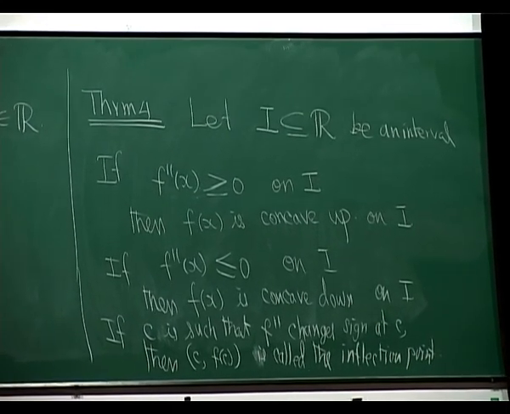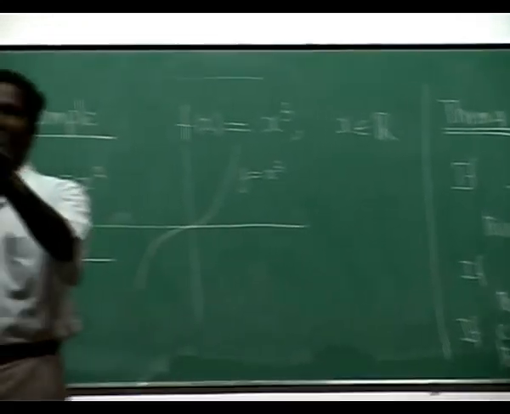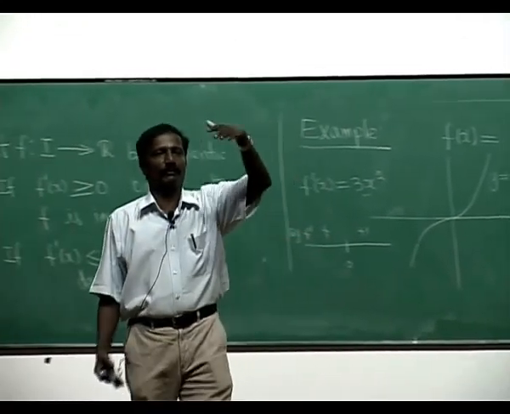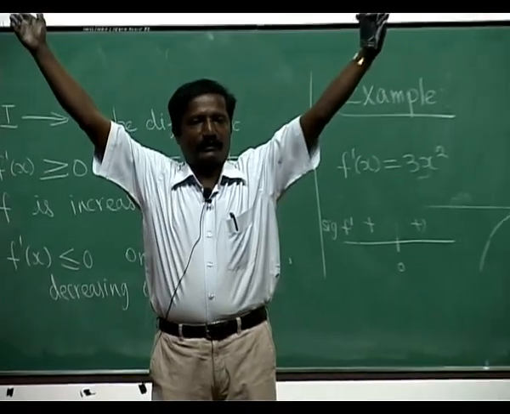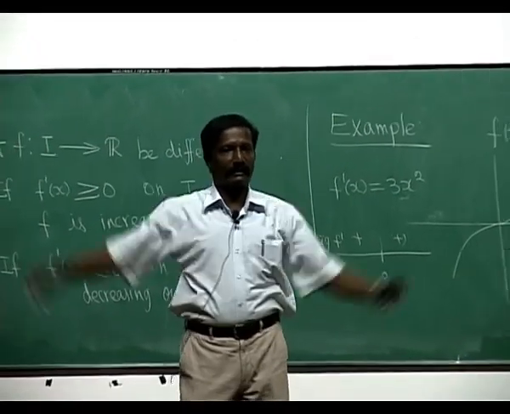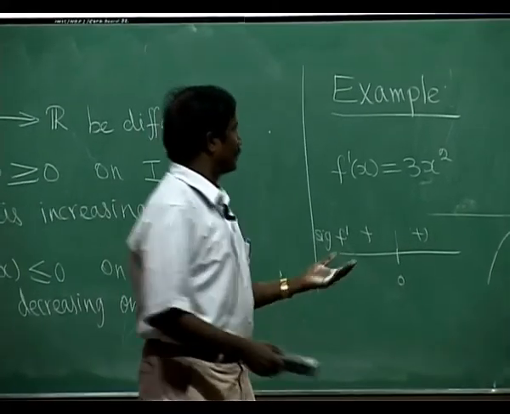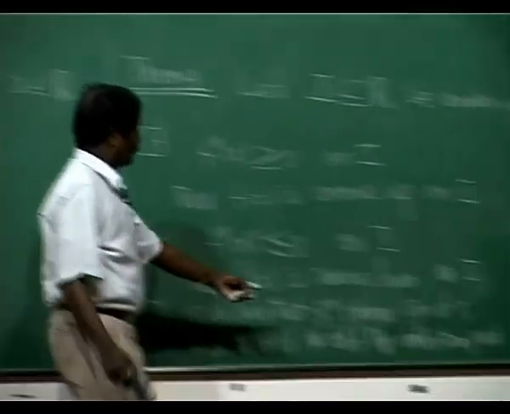Sure? Exactly, good. F of x equal to x power 4 will look very flat at the origin. If you take the double derivative, you'll see that it is 0 at the origin, but it does not change sign. F double dash does not change sign.